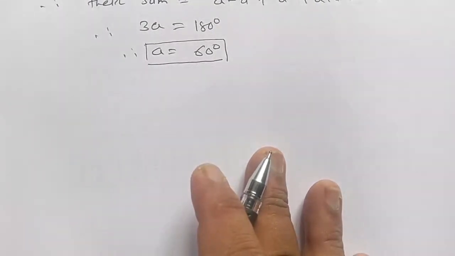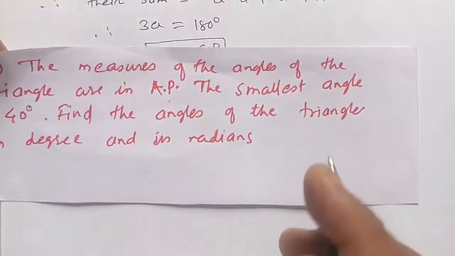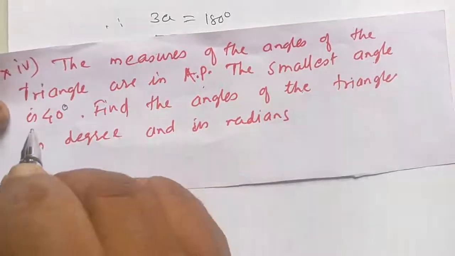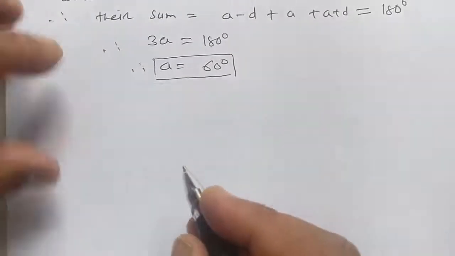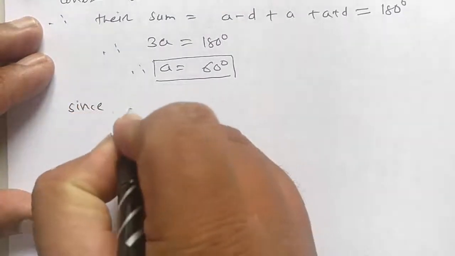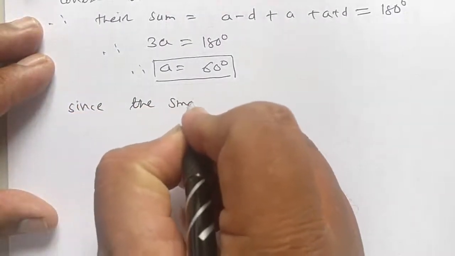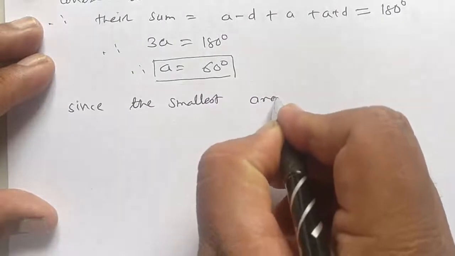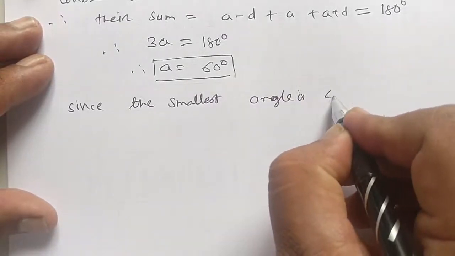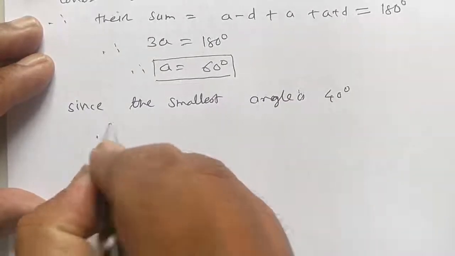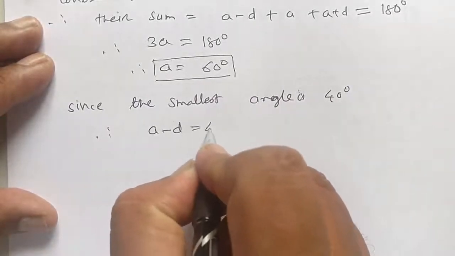Now the smallest angle is 40 degree. The smallest angle means a minus d. Since the smallest angle is 40 degree, therefore a minus d is equal to 40 degree.